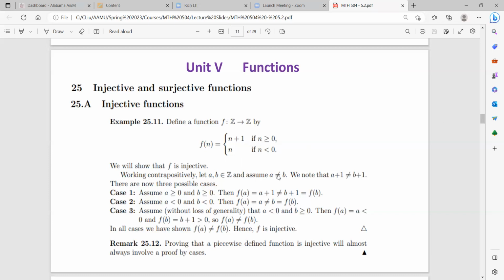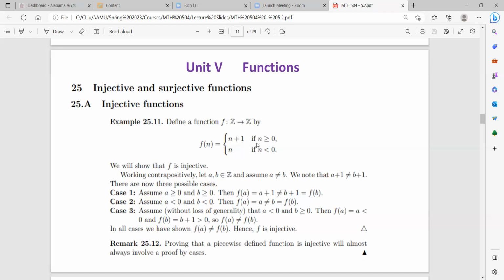So let's just pick up two integers, a and b, from the domain Z, and assume they're not the same. Because the function is piecewise defined, that automatically tells us that we have to deal with different situations. We have to discuss the cases one by one. You have to separate the cases of positive and negative, because A and B both can be positive and negative.